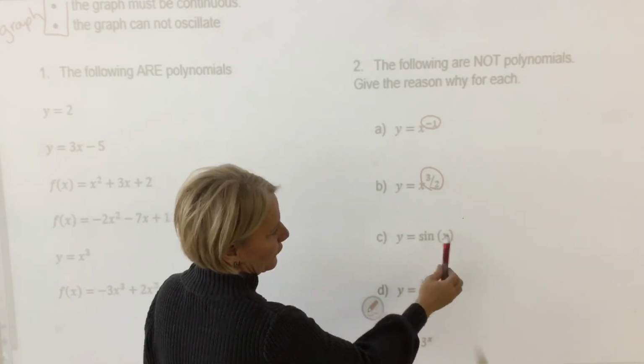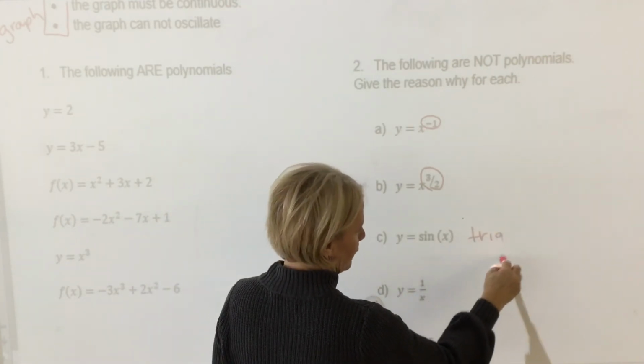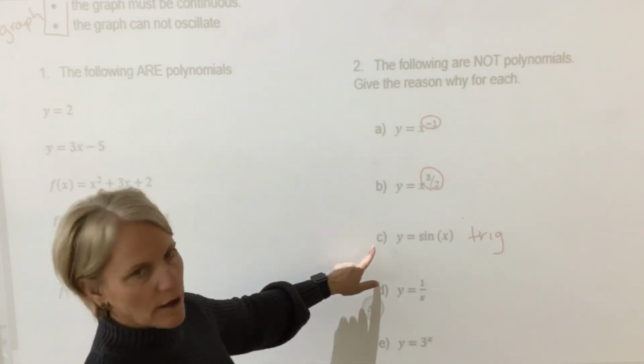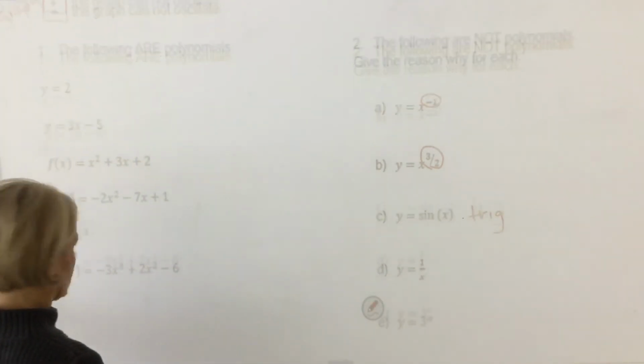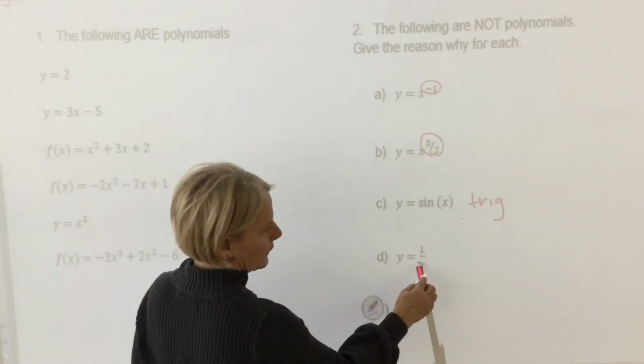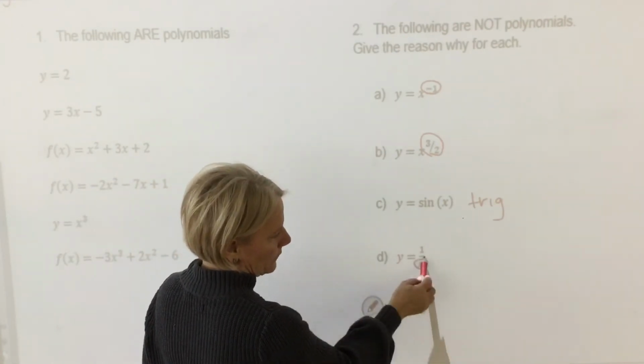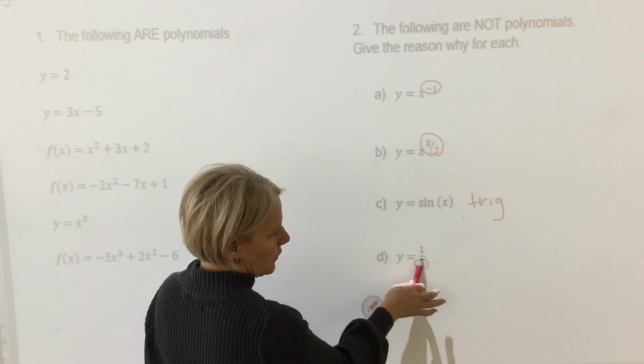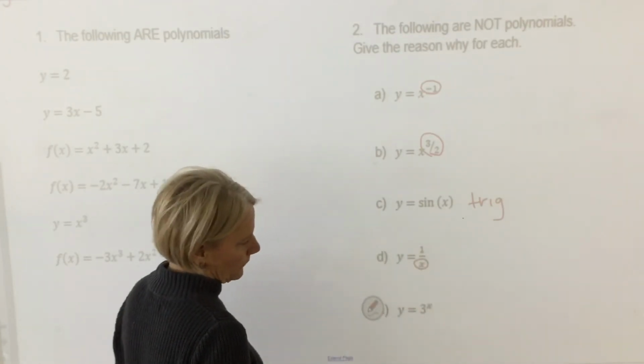C, well, you just have a lot of letters, right? This is called a sine function. This actually is a very specific family on its own. It's called a trig function, a trigonometric function. We studied that one last. And then y equals 1 over x. The problem here is that the x is being divided. So you can think of it, it's in the bottom of the fraction, right? And that makes it not a polynomial.